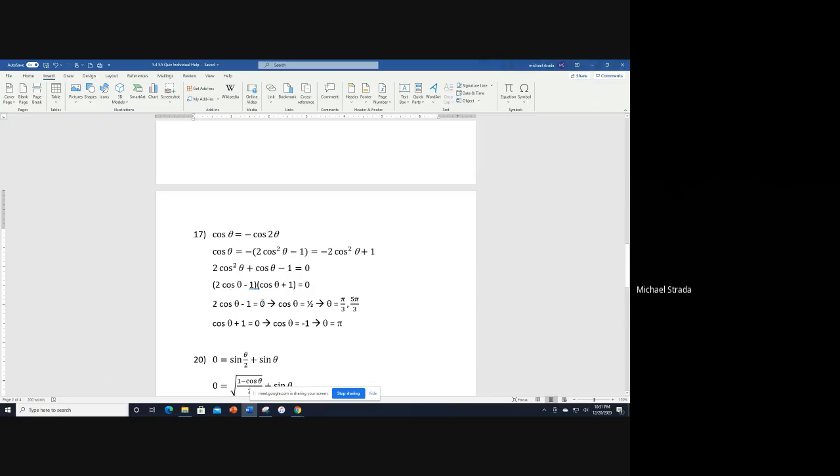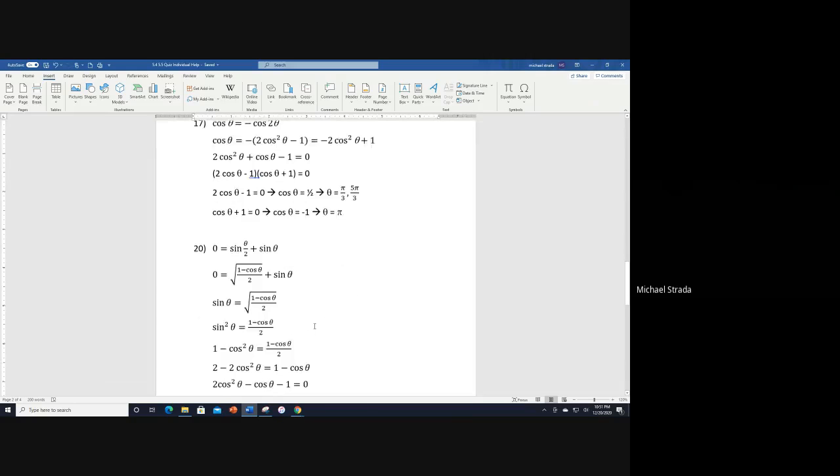So 2 cosine theta minus 1 equals 0. Cosine theta equals 1/2. Theta is pi over 3, 5 pi over 3. Cosine theta plus 1 equals 0. That means cosine theta is negative 1. And cosine theta is negative 1 at pi.